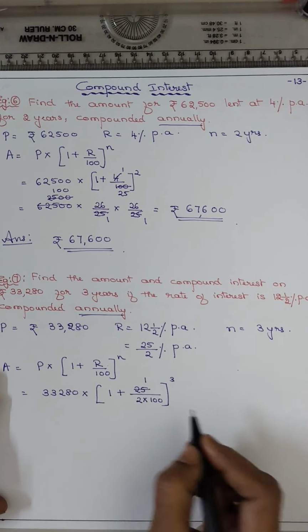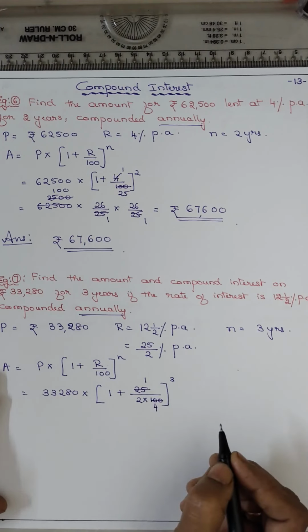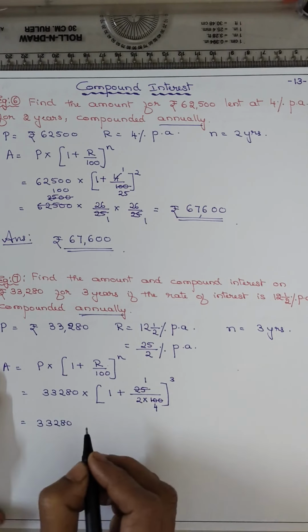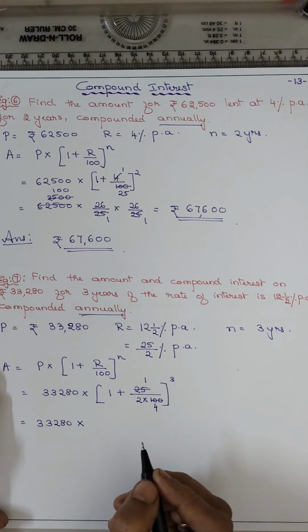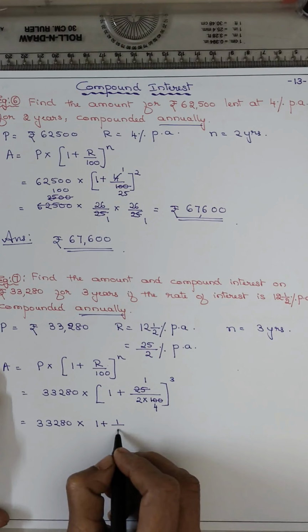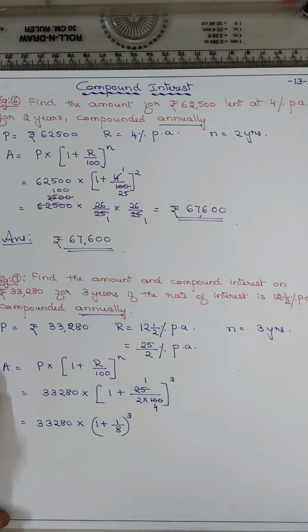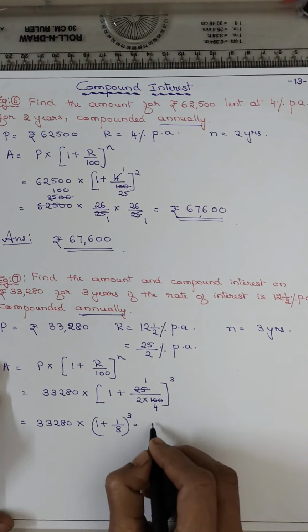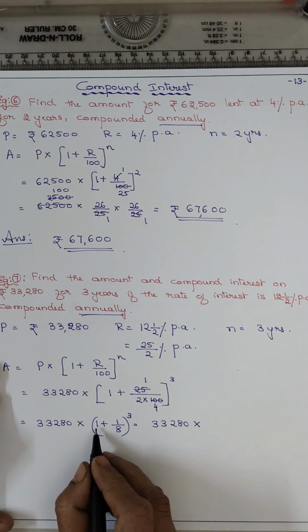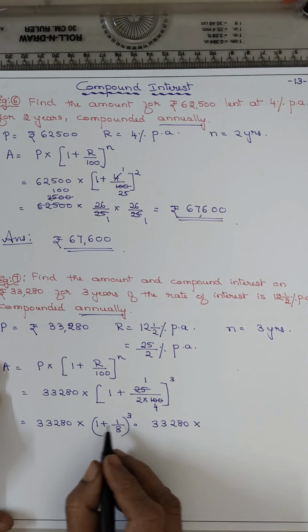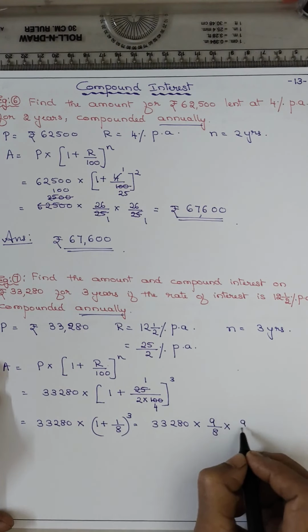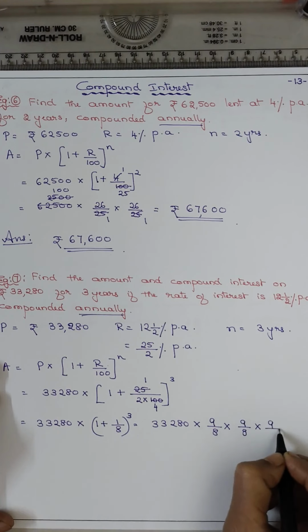Now, 25 ones are 25, 25 fours are 100. Better be careful with the calculation. It is 33,280, 1 plus 1 upon 2 fours are 8, the whole raised to 3. Now, it becomes 33,280 into 1 means 8 upon 8, 8 plus 1, 9 upon 8, 3 times 9 upon 8.